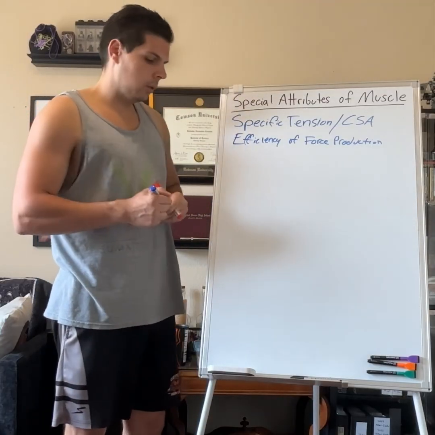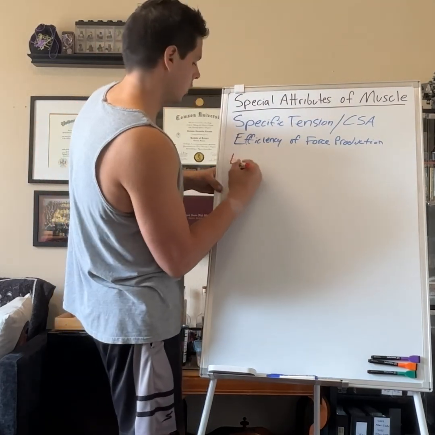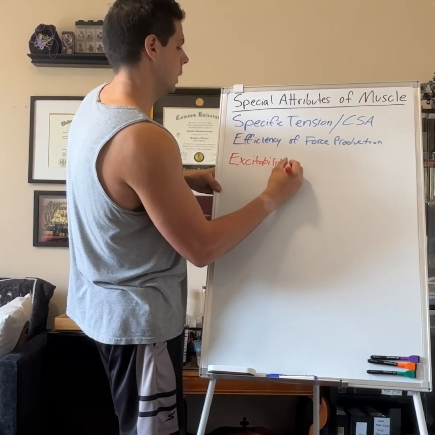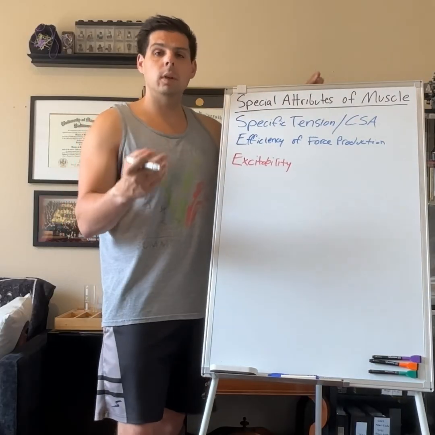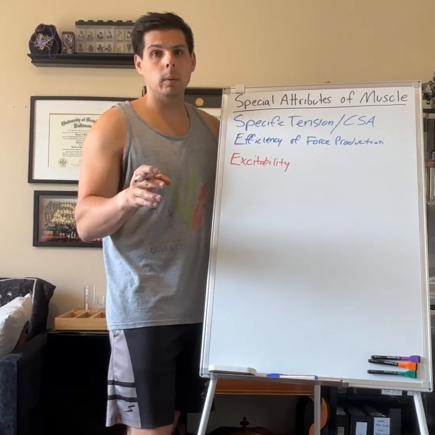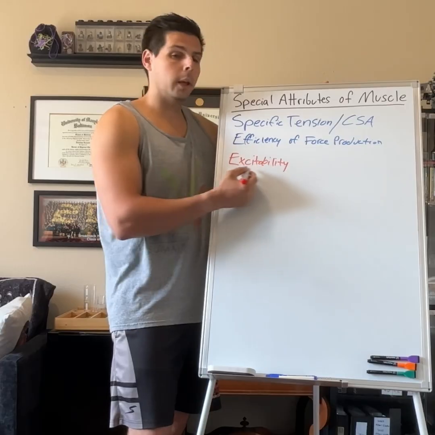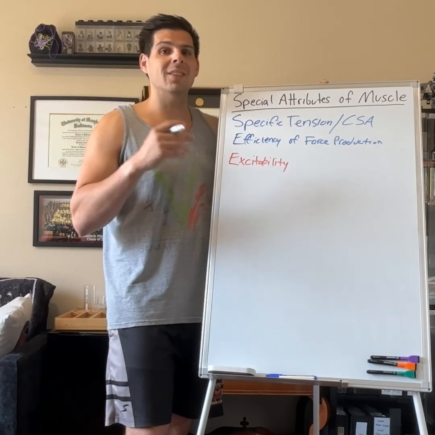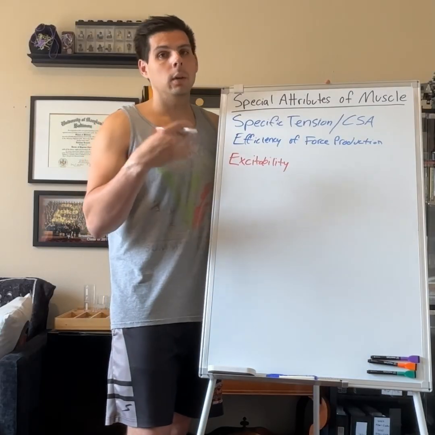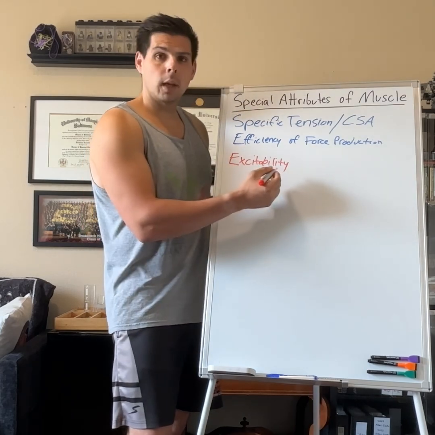Now, moving on from these few things, we're going to move on to the next special attribute of muscle tissue, which is excitability. What I mean when I say muscle has the attribute of excitability is that muscle receives electrical impulses or signals called action potentials. We're going to learn more about these when we learn about the neuromuscular system next video. But muscles receive these electrical impulses and they become electrically excited by them. And this excitability is what causes them to contract, to produce force, to cause muscular work to happen, and ultimately produce movement. So that is excitability.